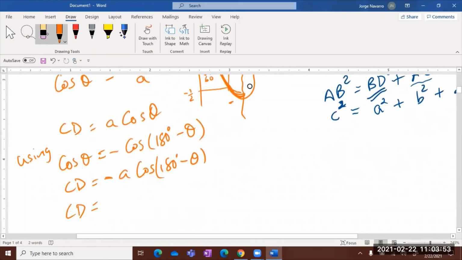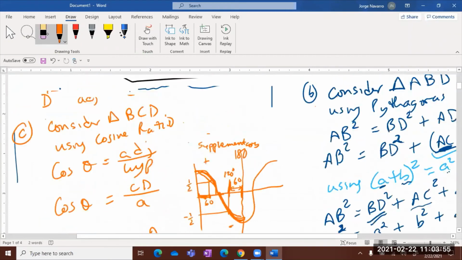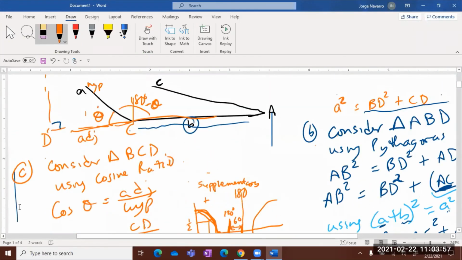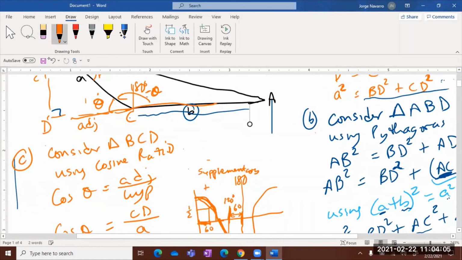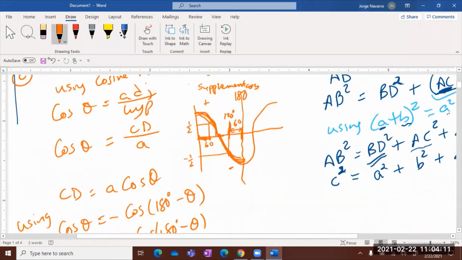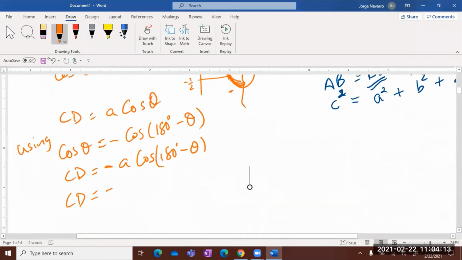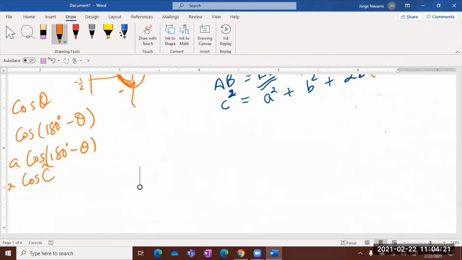Right, but there's another catch. The 180 minus theta is within the triangle, and it is actually called angle C. So this is like saying negative A cosine of angle C, which means that now I can substitute.